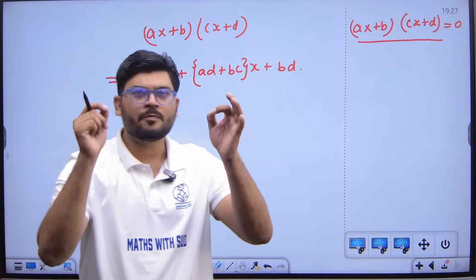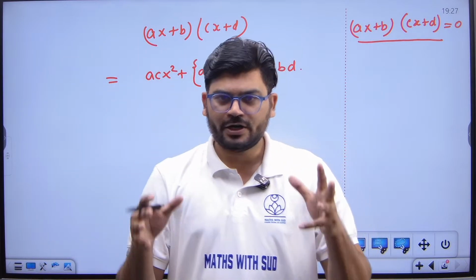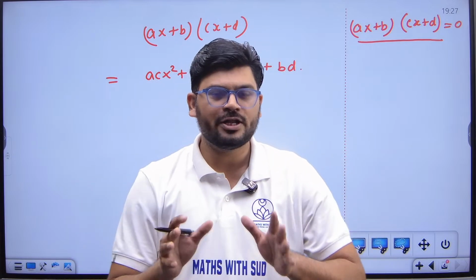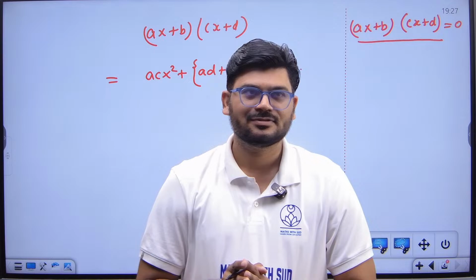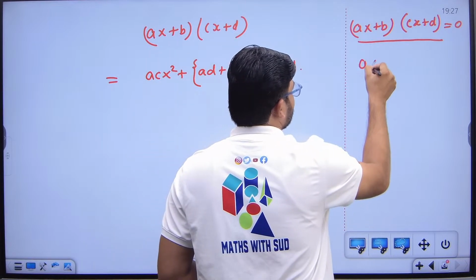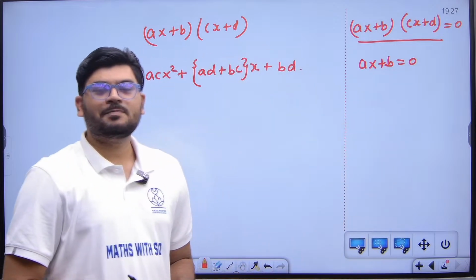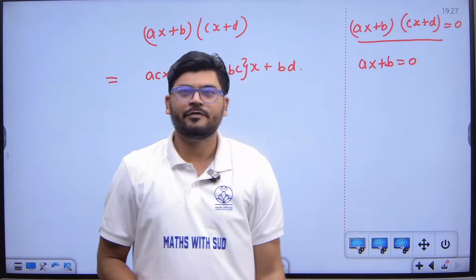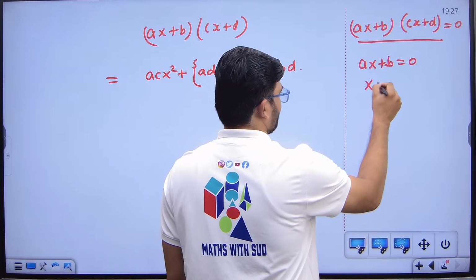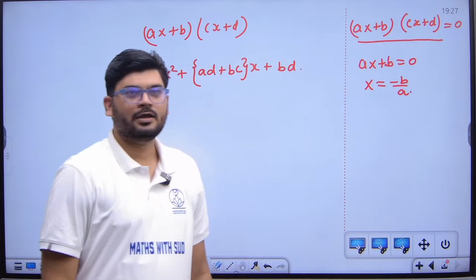What are the two options that I can have? When two numbers are multiplied to become 0, then either of them can be 0. Are you in agreement with this? Yes. So either of them can be 0, that means ax plus b can be 0. And if ax plus b is equal to 0, what is the value of x? Tell me. So minus b upon a.